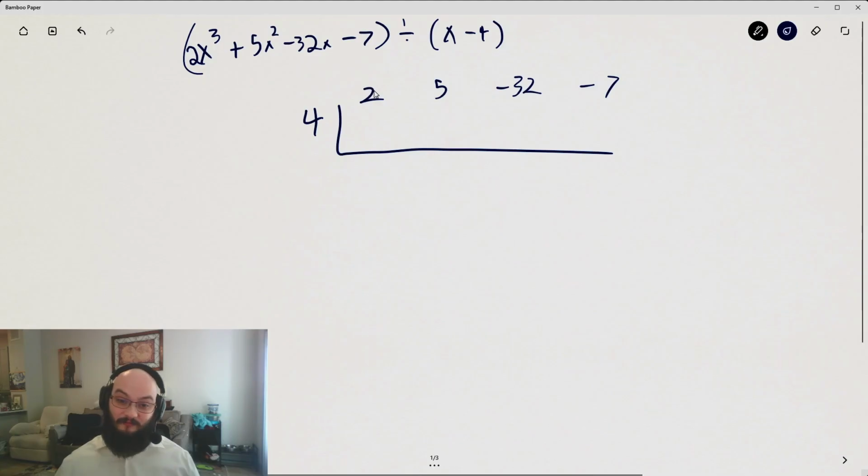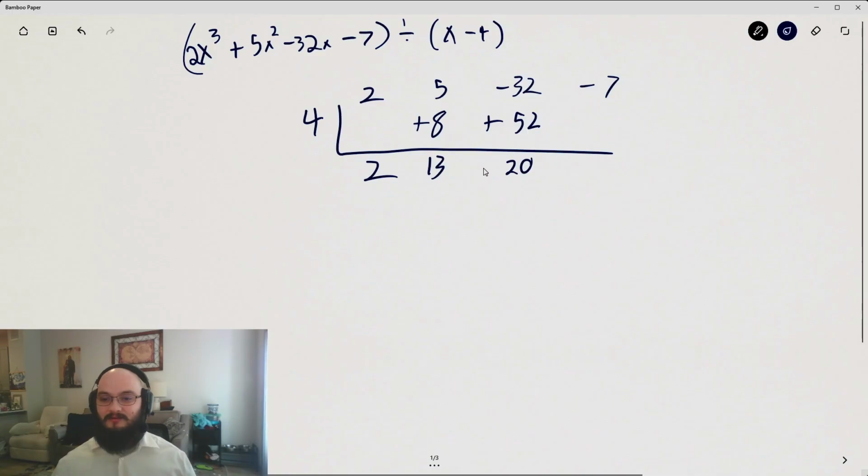Same process applies as before. Drop down this digit, multiply these together, add down this column, multiply these together. That's going to be 40 plus 12 is 52. Add down this column, get 20. 4 times 20 is 80. Add down this column, and we have 73.